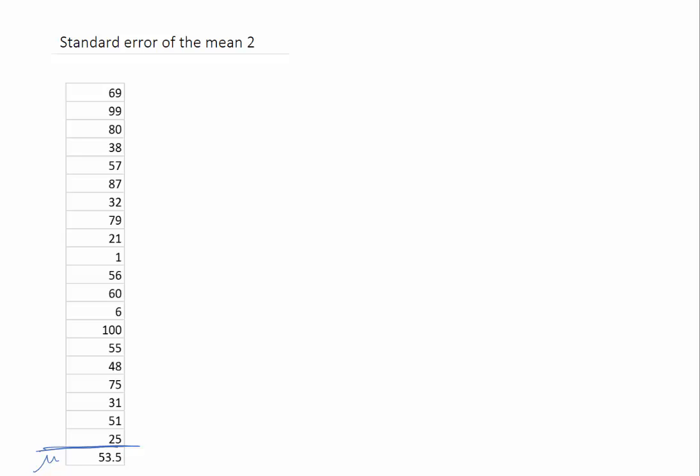Okay, so let's kick this off with giving you the formula for the standard error of the mean, which is equal to the square root of variance over n, which is the same as saying it's the standard deviation over the square root of n, because standard deviation is the square root of the variance.